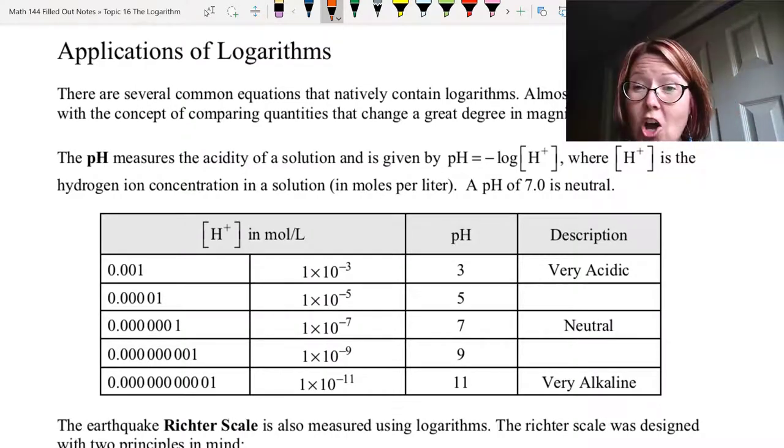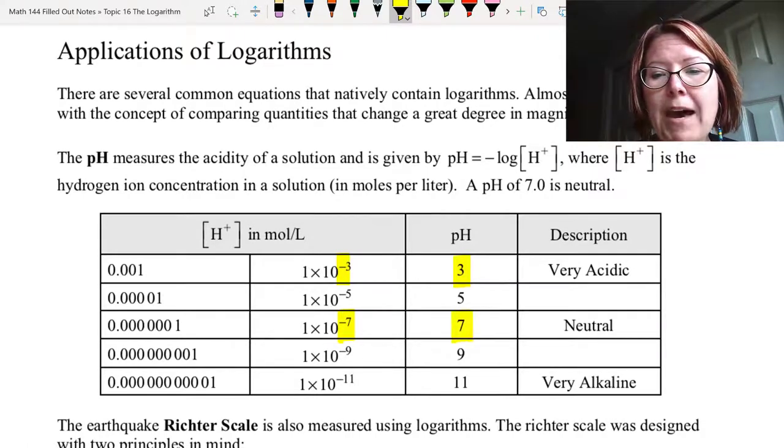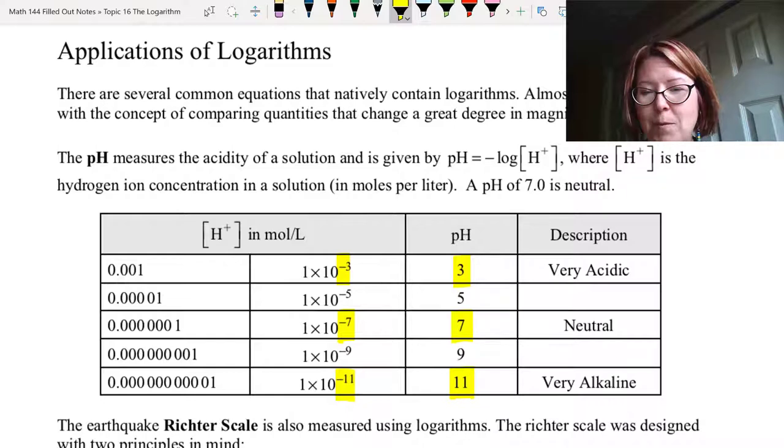So the negative log actually transforms those very, very tiny numbers to a numerical pH that is easy for us to talk about. Notice that written in scientific notation, it's much easier to see the connection between the power on the 10 and the pH.